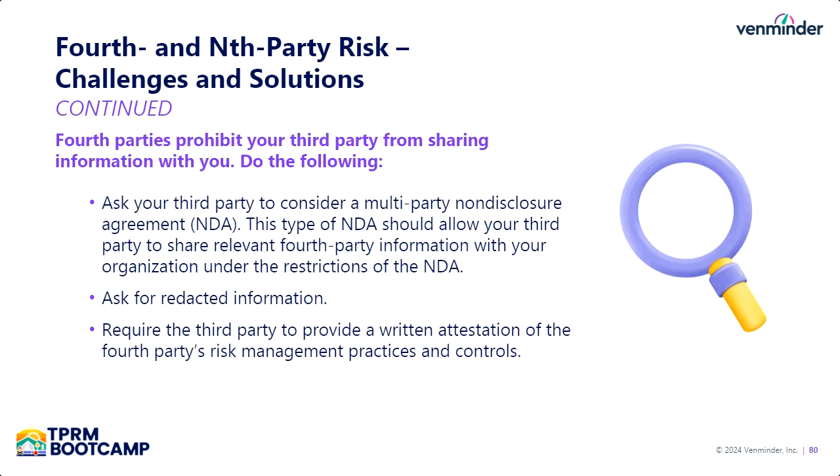And you will come across some fourth parties who refuse to cooperate, who refuse to allow your third party to share information with you. Here are a few things you can do in those instances. One is to ask your third party to consider a tri-party or multiple-party NDA that might help the fourth party feel more comfortable in allowing the third party to share information with you. That's one thing. Another is to ask for redacted information.